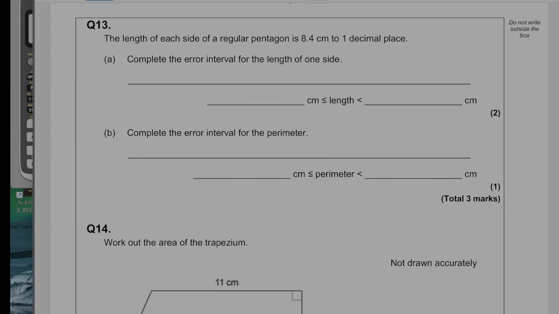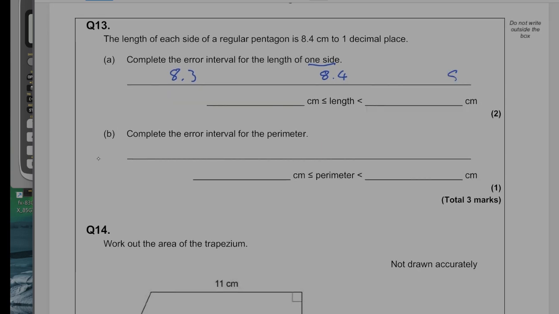Okay, question 13. The length of each side of a regular pentagon is 8.4 centimeters to 1 decimal place. Complete the error interval for the length of one side. So the length of one side, 8.4 as opposed to 8.3 or as opposed to 8.5. That means that our lower value is going to be 8.35, and our upper value, which does actually have to be less than, is going to be 8.45.